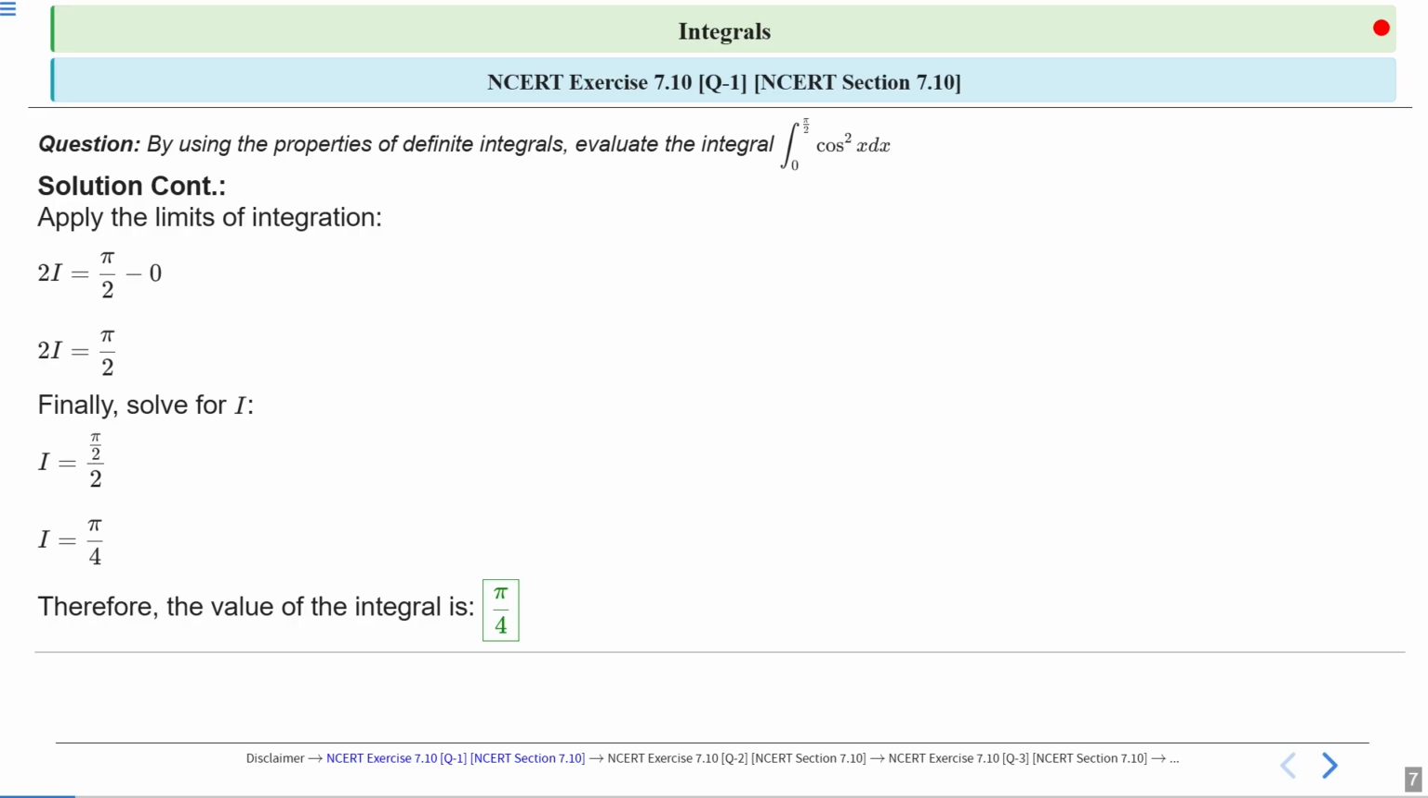So by using the property of integral from 0 to a of f(x) dx equal to integral from 0 to a of f(a minus x) dx, and with the trigonometric identity cos square x plus sin square x equal to 1, we converted the definite integral from 0 to pi by 2 of cos square x dx into just integrating 1 dx from 0 to pi by 2. Okay.